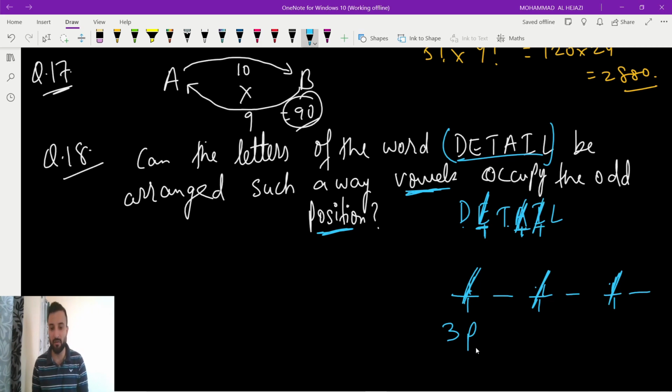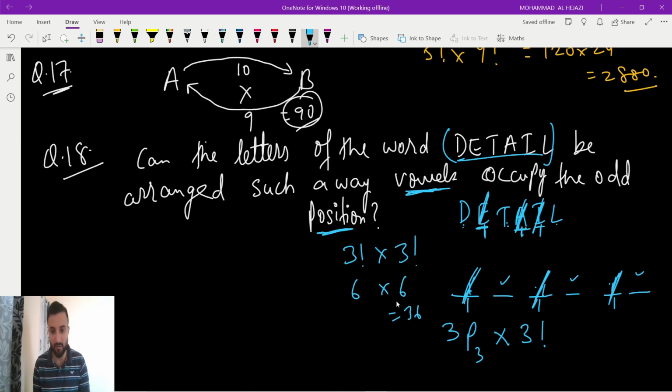In these 3 odd places we will arrange the 3 vowels, and it means multiply, and the remaining 3 places with 3 alphabets, so it will become 3 factorial, because 3 places and 3 letters. 3P3 is also 3 factorial only. So 3 factorial into 3 factorial, 3 factorial is 6, so 6 into 6, the answer is 36. Okay, answer is 36.